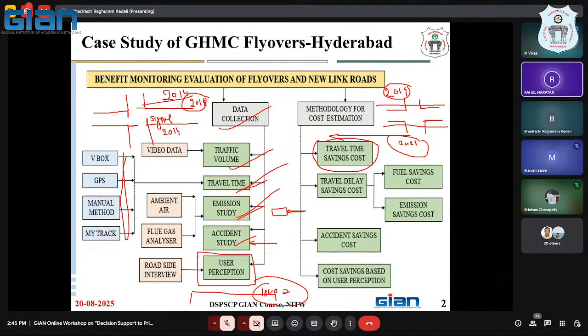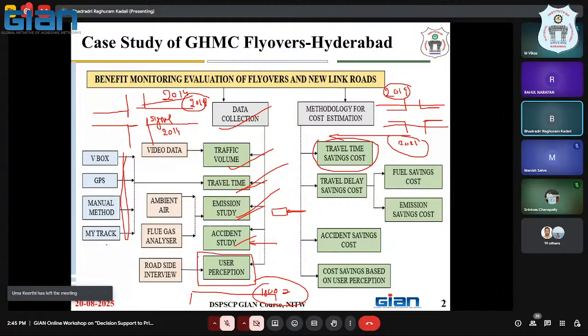Sir, what is MyTrack, sir? It is just a kind of app. If you open it and you are traveling on a specific road, it will track the travel time according to the speed of the vehicle, acceleration, deceleration, something like that. It is just a simple app. Okay.